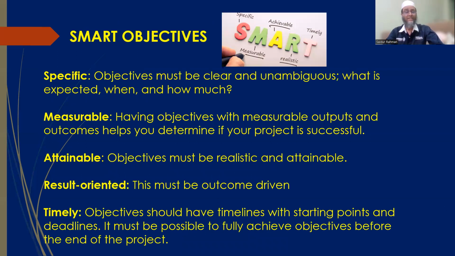So how to write SMART objectives? As you can see, the objectives really need to be reasonable, rational, within a time frame. To address that, these are some ideas from effective management and leadership courses. These are called the SMART objectives. So it should be specific, measurable, attainable, result-oriented, and timely.